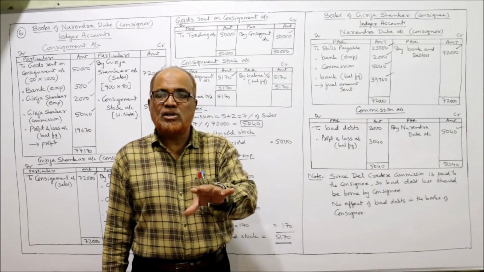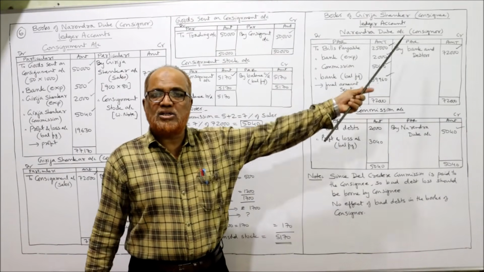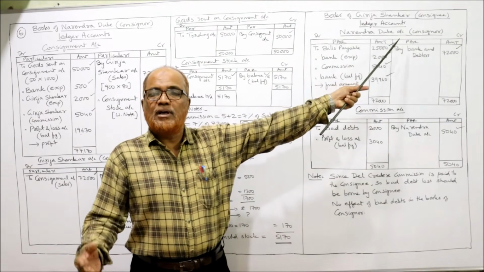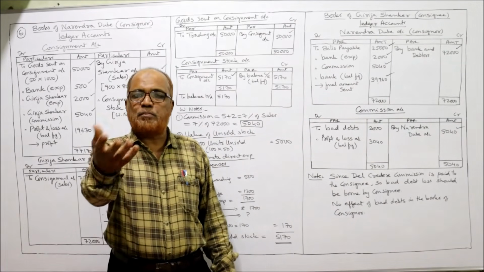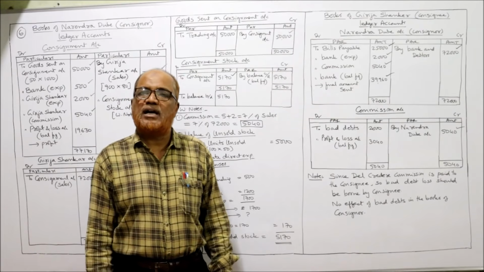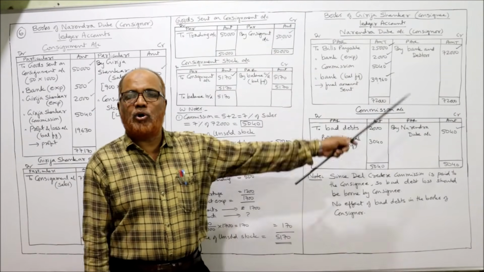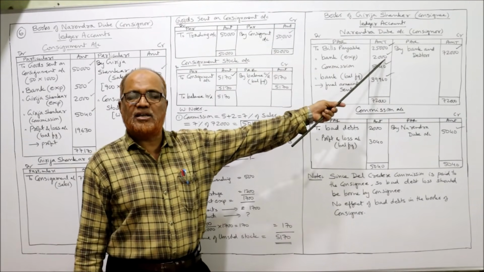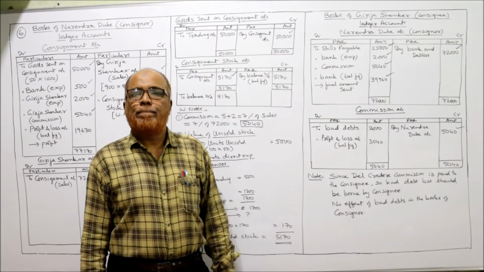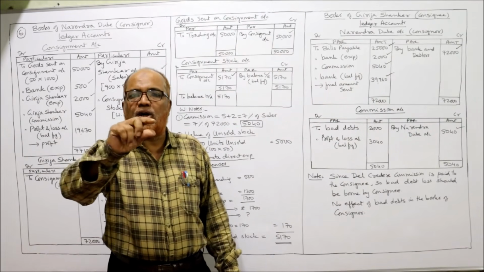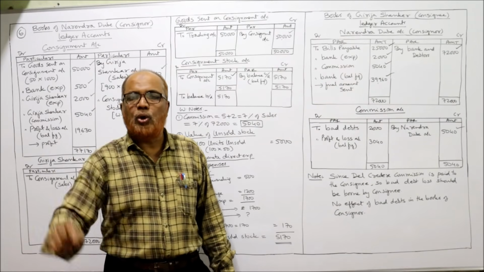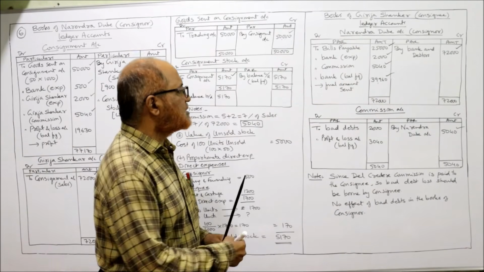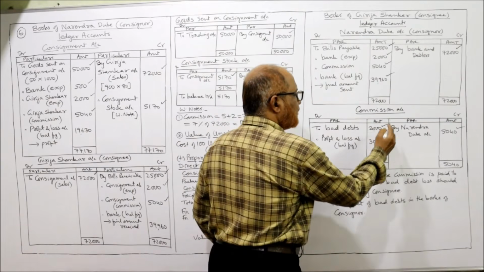Bad debts loss will be borne by Girija Shankar, because del credere commission is paid. The consignor has paid del credere commission to the consignee. So bad debt losses should be borne by consignee, Girija Shankar. So entry will be commission account debtor to bad debts. Write the entry there itself. So commission debit side to bad debts 2,000.